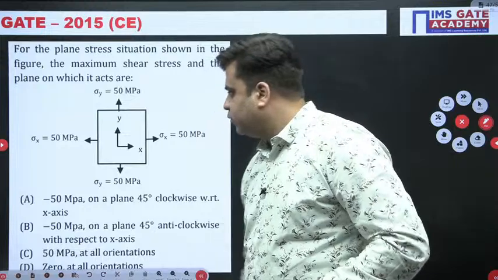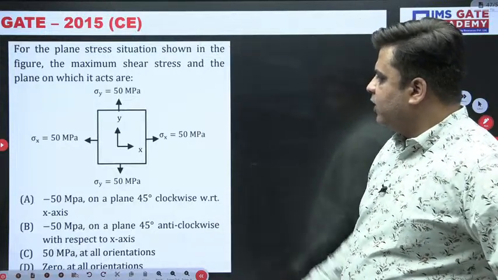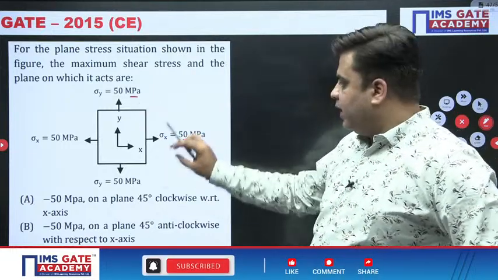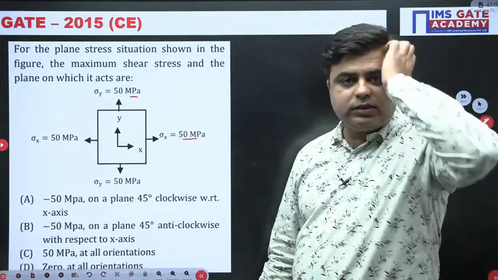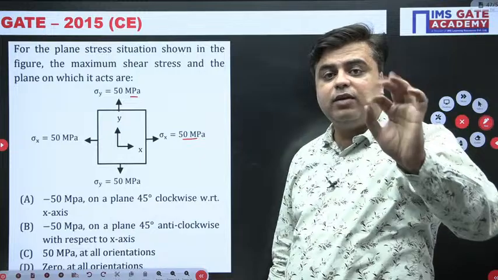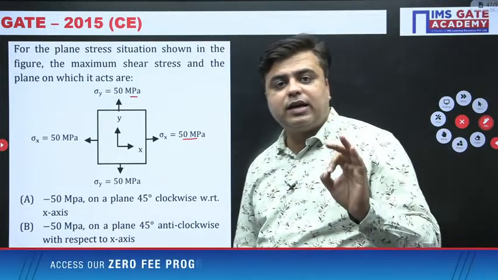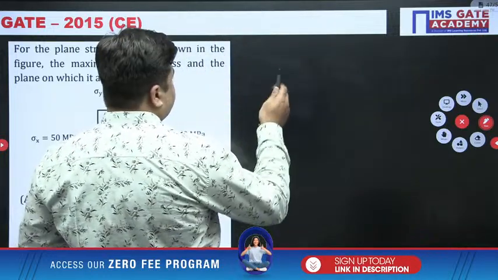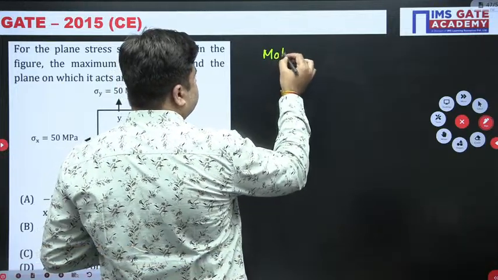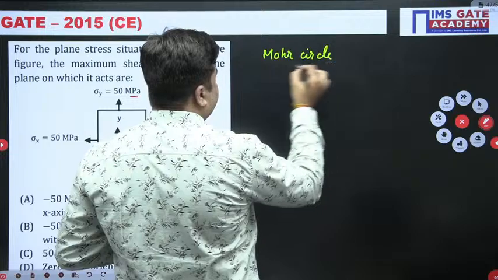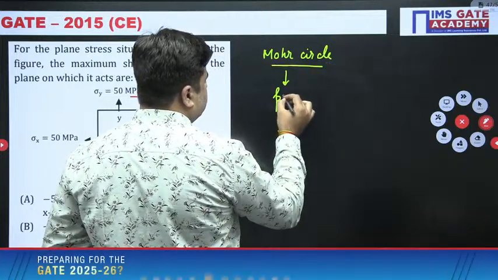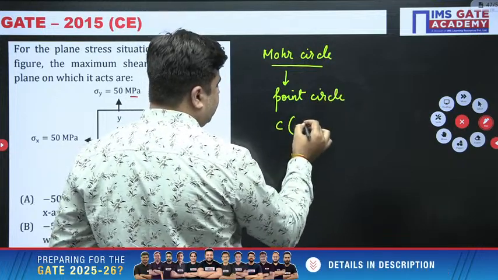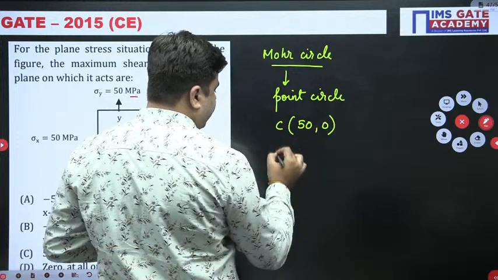Okay, sir. Let's move ahead with this. So again, they have given you one state of stress. You can see this 50-50 equal, right? Whenever you have equal normal stresses acting, in that case, your Mohr circle will be a point circle. For this state, the Mohr circle will be a point circle with center at 50, 0 and radius equal to 0.